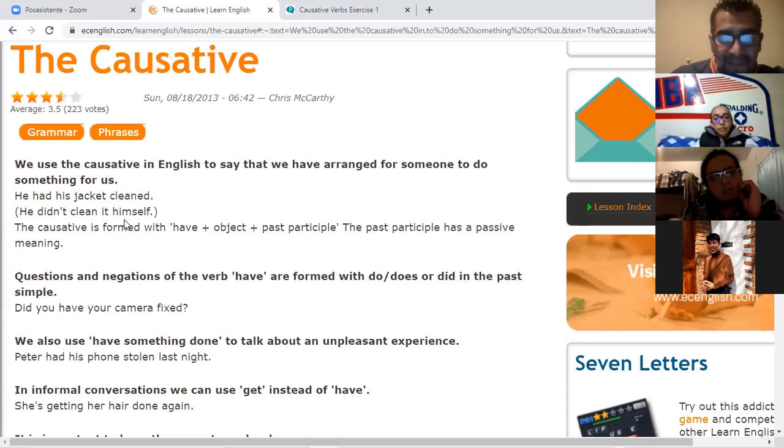Now, as you can see in this example, we are using the causative with passive voice because this is passive voice. Okay? It says the causative is formed with have plus an object plus past participle. The past participle has a passive meaning. That's what I was explaining to you before. He had his jacket cleaned. Why? Because I am not mentioning the person who is doing the action.